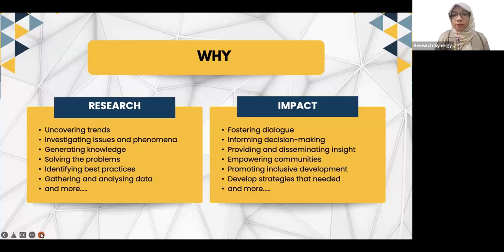And also it can provide and disseminate the insight, because it's about how we communicate our findings and our insights, so it can bring impact to the community and also society, and how it can empower the communities themselves, promote inclusive development, and develop strategies that are needed. So if you think about the impact, you must think about all those keywords. And actually there are more things that we can speak on the impact and how it relates with the research. I believe you can also explore more.